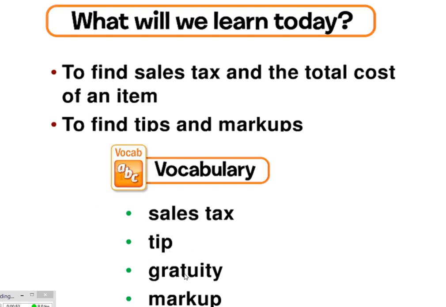Tip and gratuity are synonyms. They both mean an extra amount that's added into the cost, usually to pay for a service, such as if you go out to eat, or if you have a service such as your hair done, you might have a gratuity or a tip. And markup is if a price increases, they mark up the price.